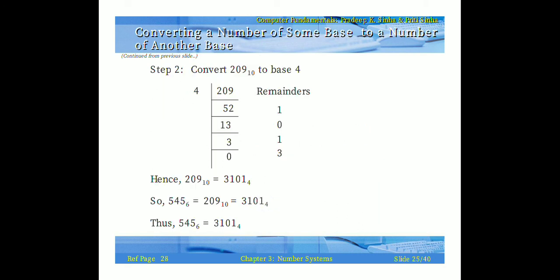Once it comes to decimal, 209 is a decimal number, so you can convert that decimal number to base 4. 209 divided by 4 is 52, the remainder is 1. Then 13, the remainder is 1. Then 3 is found to be less than 4, so automatically the quotient is 0. Then reverse: 3101.